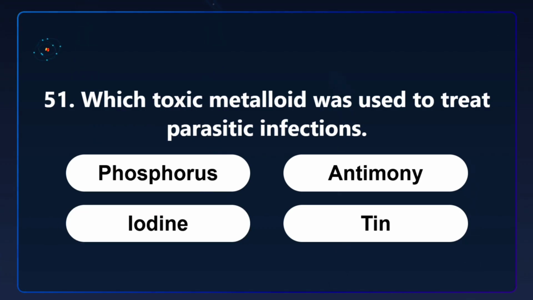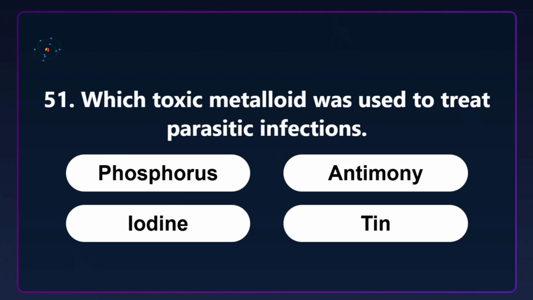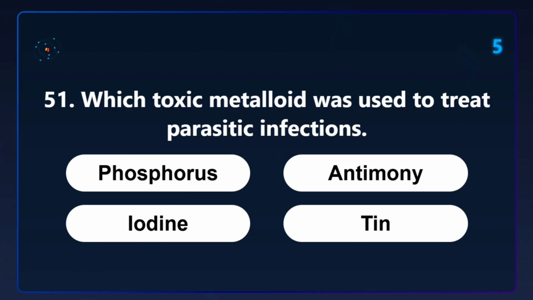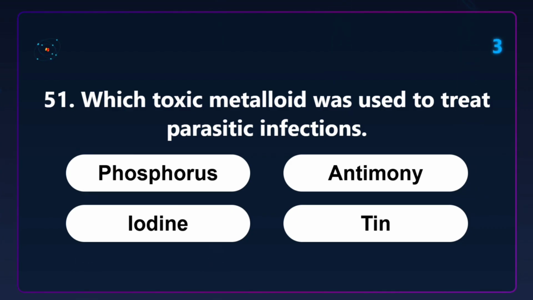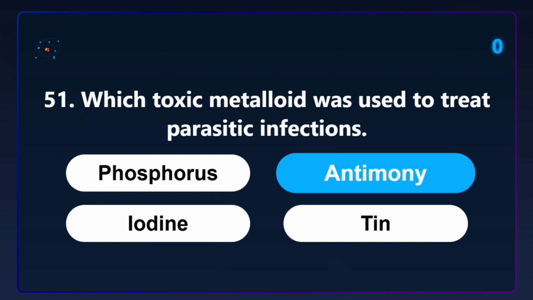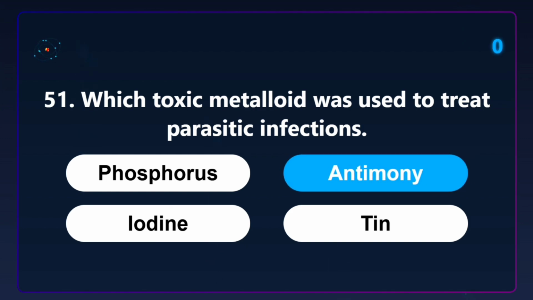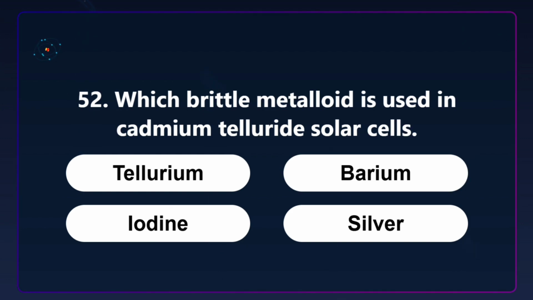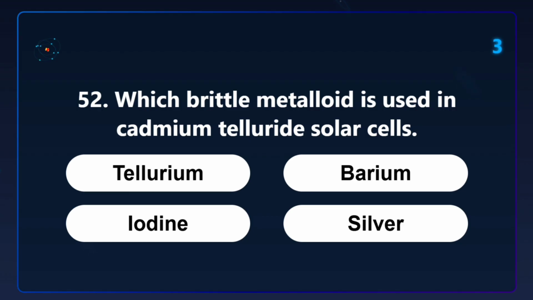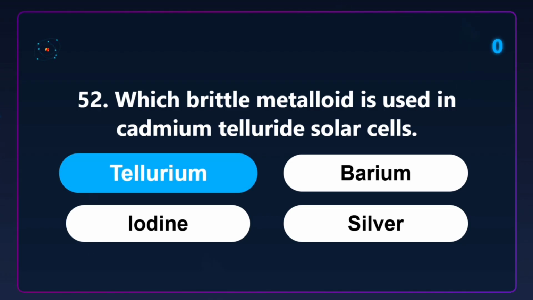Question 51. Which toxic metalloid was used to treat parasitic infections? The answer is antimony. Question 52. Which brittle metalloid is used in cadmium telluride solar cells? The answer is tellurium.